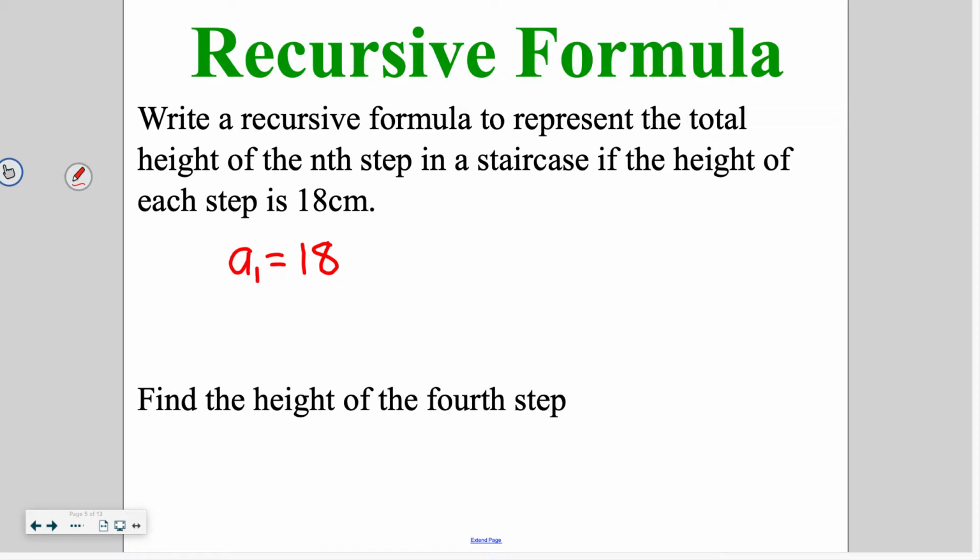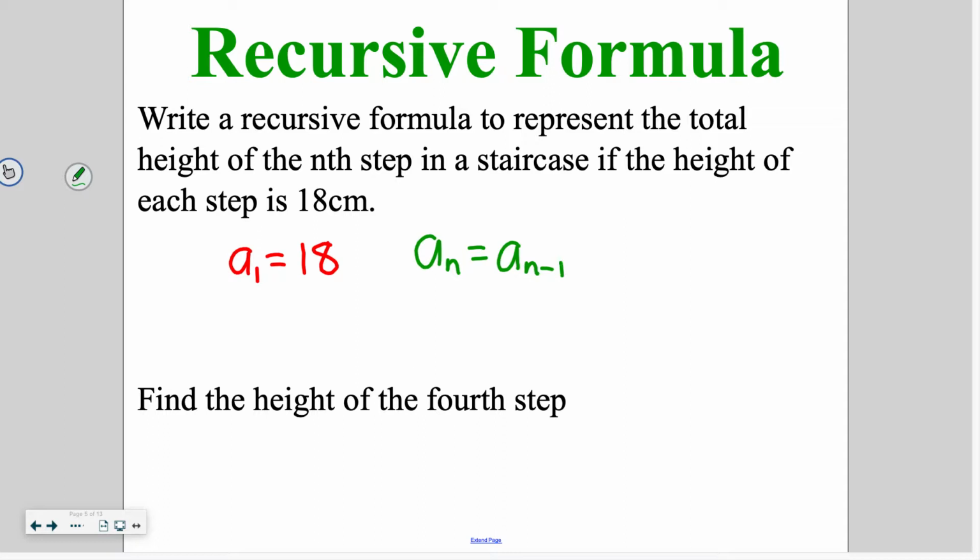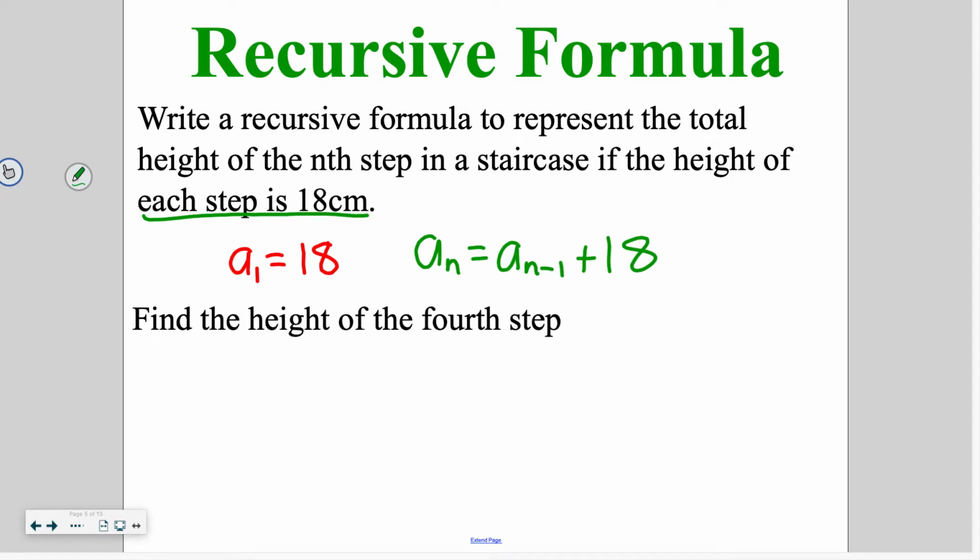Then to write out my formula, I would say a sub n, so any number, is equal to a sub n minus 1, the number before it, and then our common difference in this case, what we're going up by every time, we're adding 18. The reason we're adding 18 is each step is 18 centimeters, so every time you go up a step, you go up by 18. Now it's asking us to find the height of the fourth step.